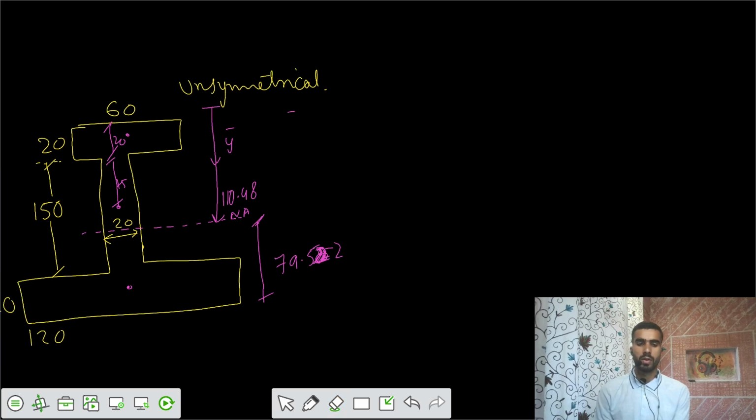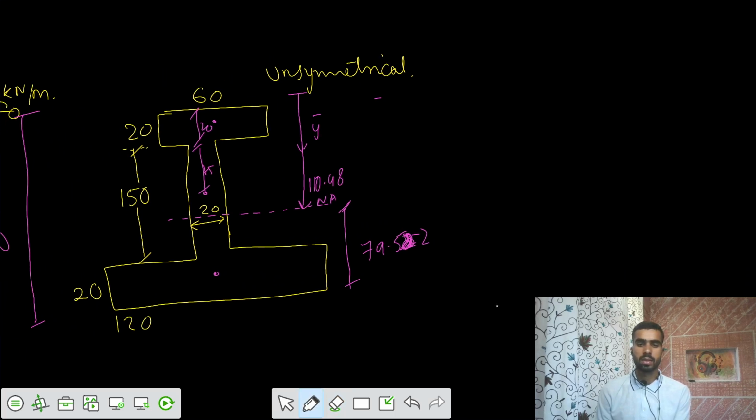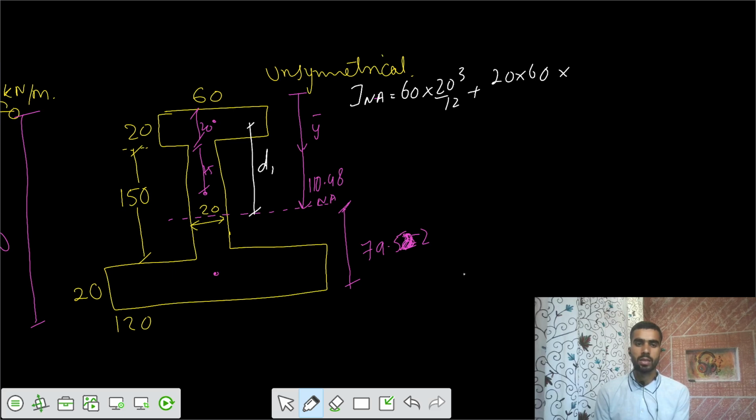So you got this value. Now you have to say what is the moment of inertia about the neutral axis. Let's solve for the first part, that I_NA equals to, for the first rectangle we have bd cube by 12 plus Ad square. What is the value of d for the first case? So neutral axis is here. So this is your d1. So d1 equals to, total was 110.48. You subtract the distance of 10, then you do square. So for the first part, we are done.